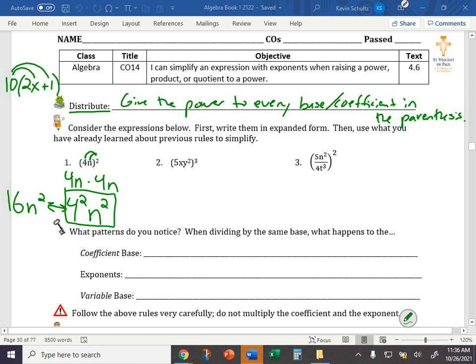Okay. What's the base of our power of 3 here? What's being cubed? Annika. Right, everything inside of our parentheses. So writing this out in expanded form, we're taking that 5xy squared and we're going to cube it. 5xy squared times another 5xy squared times another 5xy squared. Because it's in parentheses, everything is part of that exponent of 3. Okay?